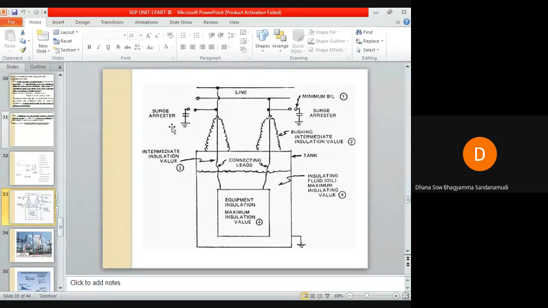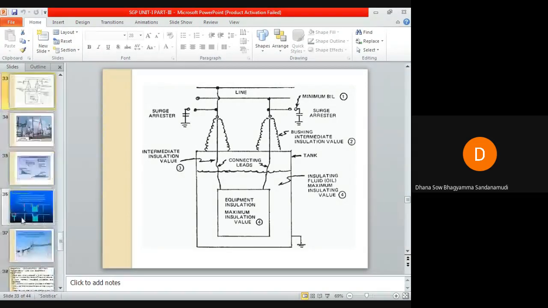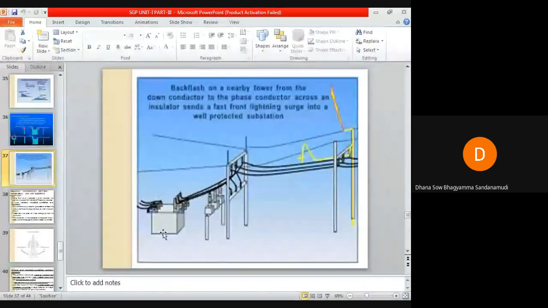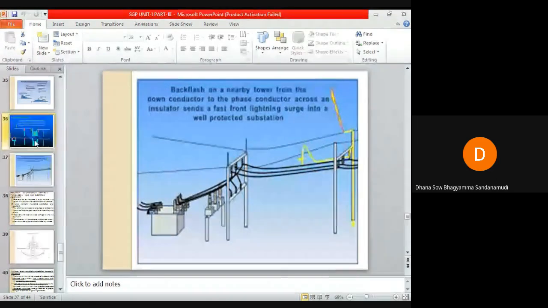Okay, you can see a lightning arrestor here. You can see a surge arrestor. I have downloaded some images from the internet. This is the transformer, and this is the transmission line in which a lightning surge has occurred. You can see here a traveling wave is traveling through this transmission line.